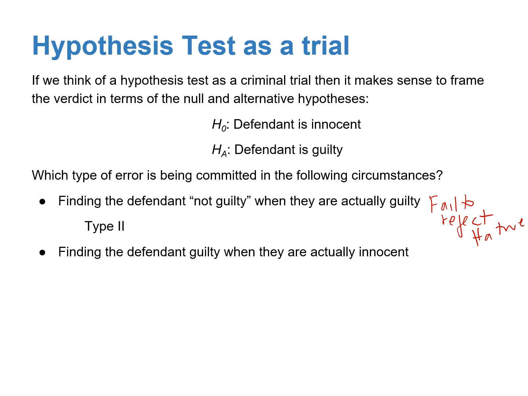Finding the defendant guilty when they're actually innocent. Here we would be rejecting the null hypothesis that they're innocent, concluding that they're guilty, but really the null is true. That's our type 1 error, rejecting the null hypothesis when it's actually true.